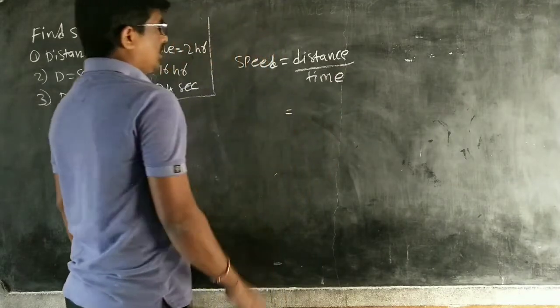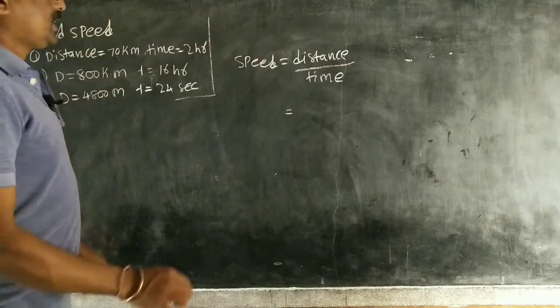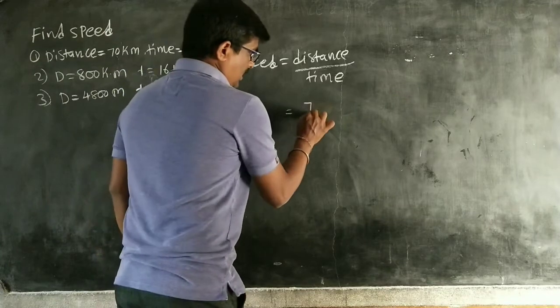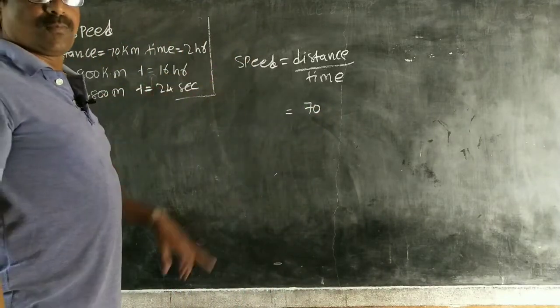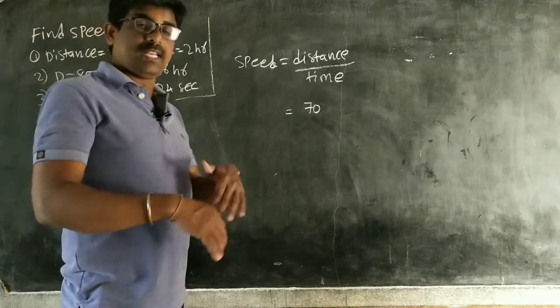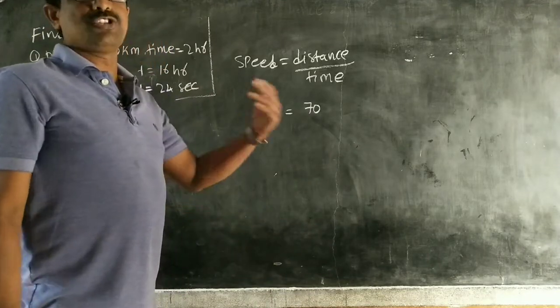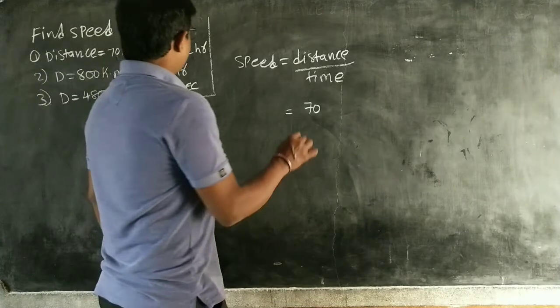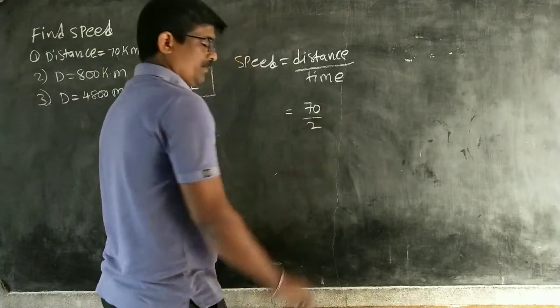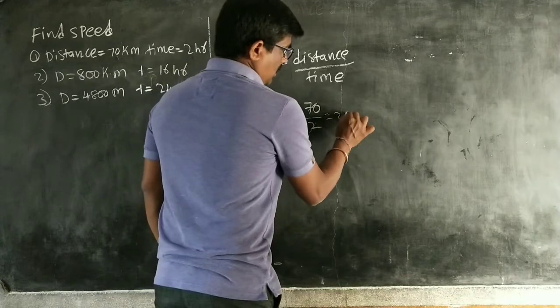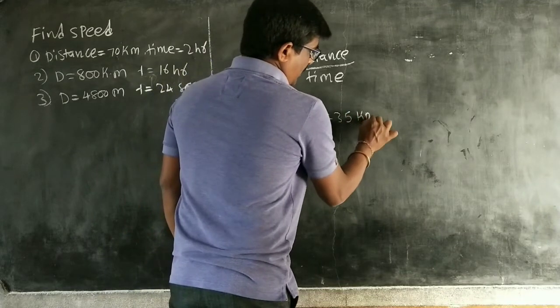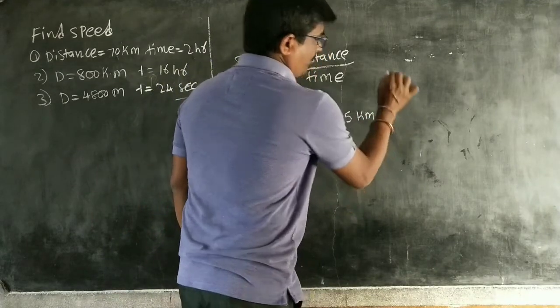So first, how much distance? 70 kilometers. And time is given in hours. No problem. If it is given in another form of units, you have to change it into hours. That is equal to 70 by 2, which is 35 kilometers per hour.